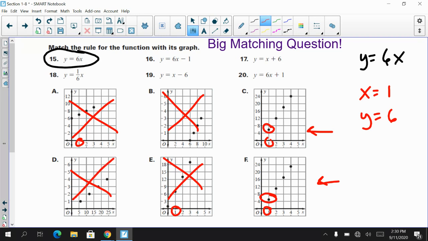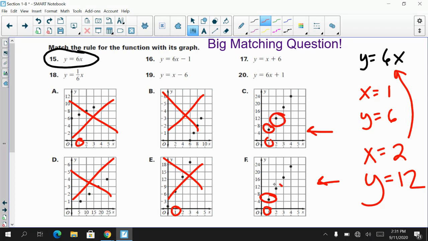So let's go to point x equals 2. So when x equals 2, I plug it in for x, and I get y equals 12. So which one is 12? Well, that point right there looks like 12. That one looks just short of 12. So the answer to number 15 would be letter C.